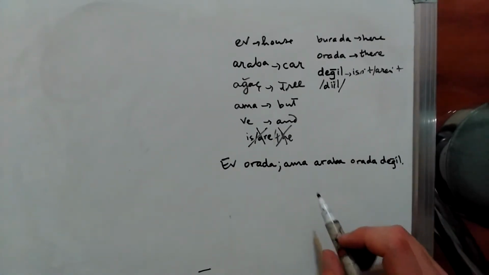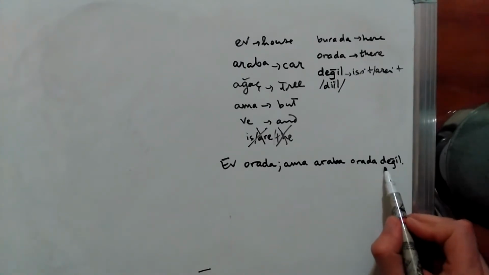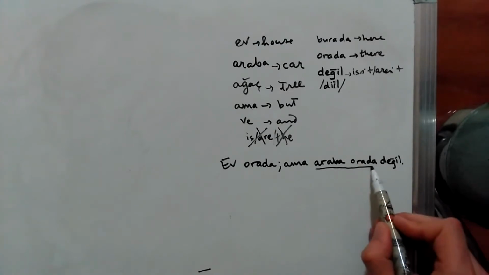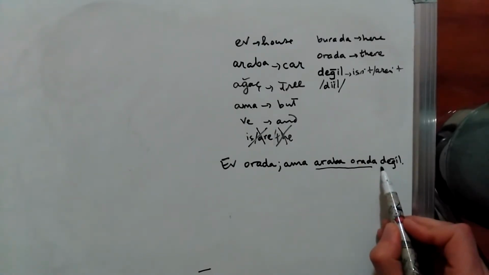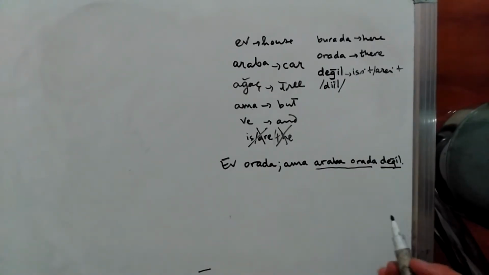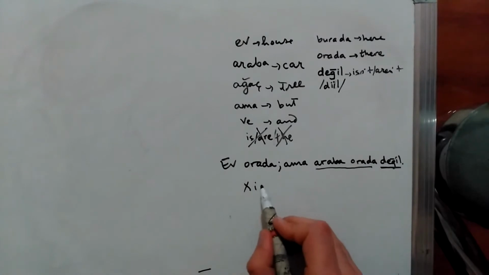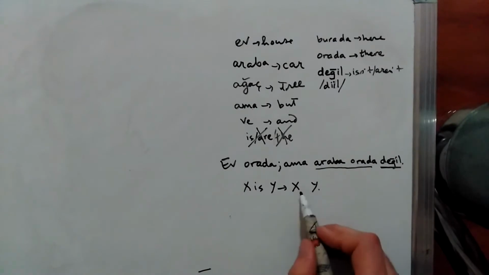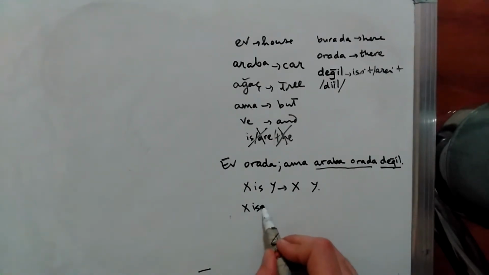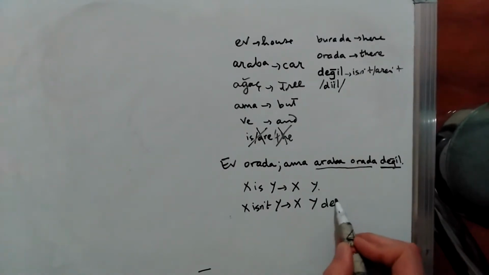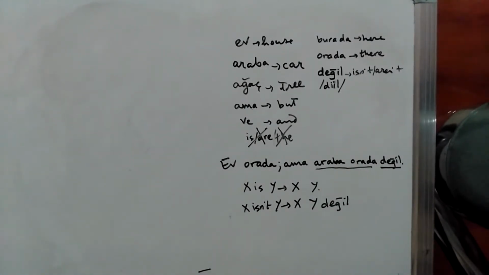Ev orada ama araba orada değil. So as you see, the değil is at the end of the sentence. Until here, araba orada, it's the car is there, and then you add not. Okay, so it's at the end. It's a bit reversed. So if you want to say x is y, in Turkish you just say x, y, without the is. But if you say x isn't y, you say x, y, değil. Okay, so you add değil after the equation.